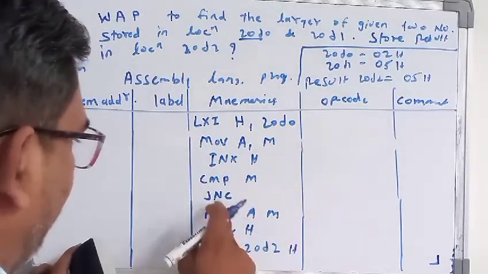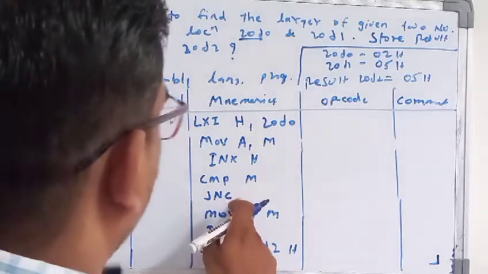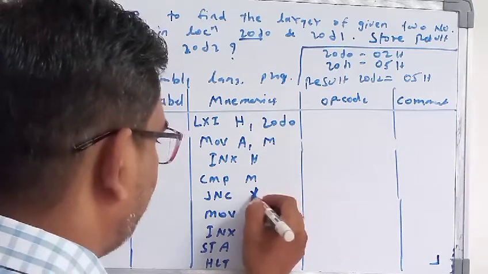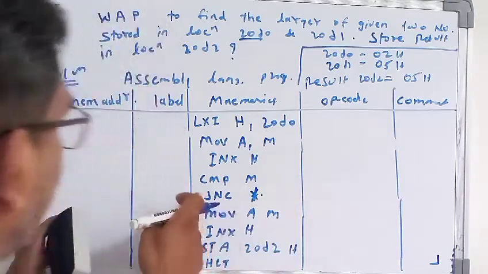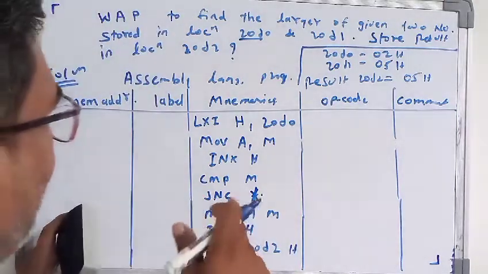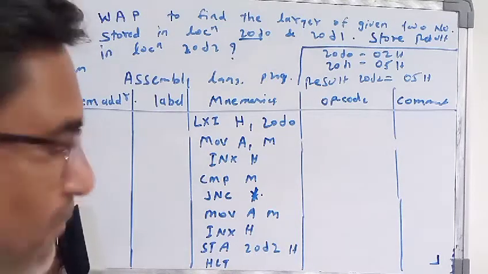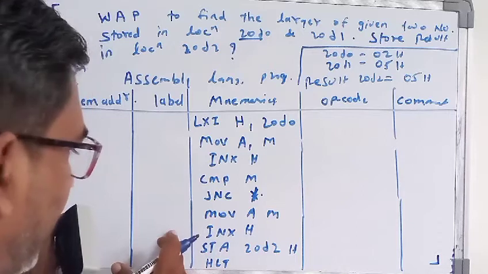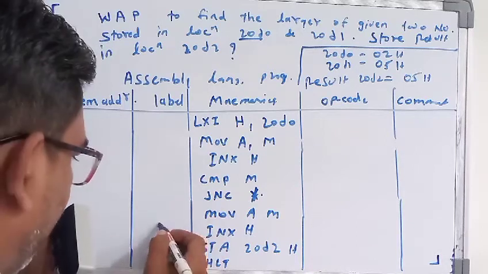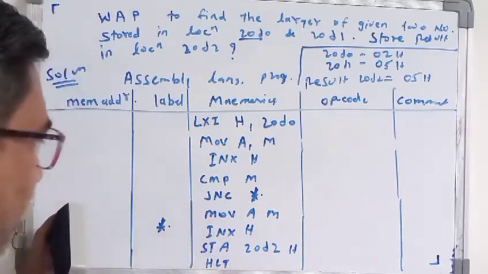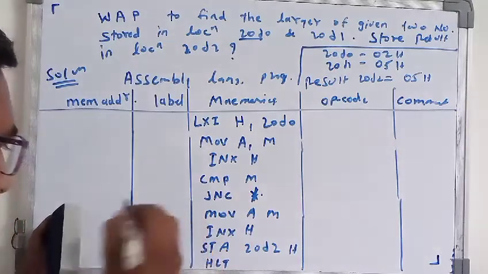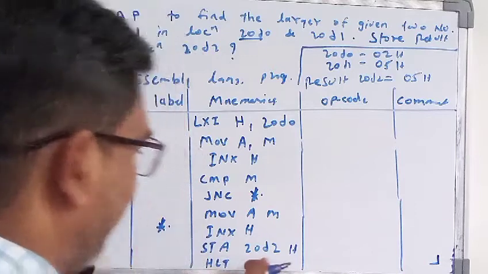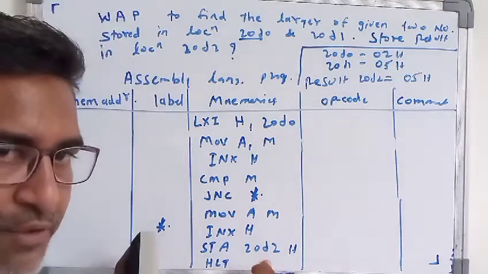But one thing, this JNC instruction, where it should get jumped. Okay, we will write here a star like this, so that this instruction will get jumped and it will look where is the number. So here the memory we are going to implement. So here we will take one label. So from here it will get directly jump to this one, and then if it got that particular higher number, then directly it will get stored in this particular location.